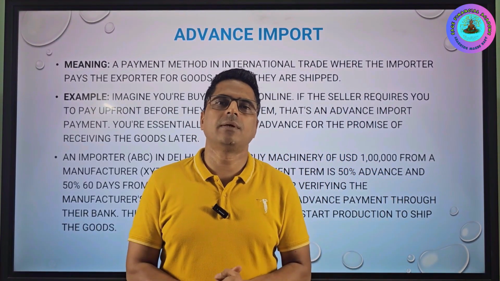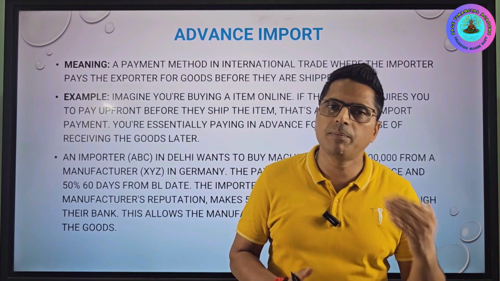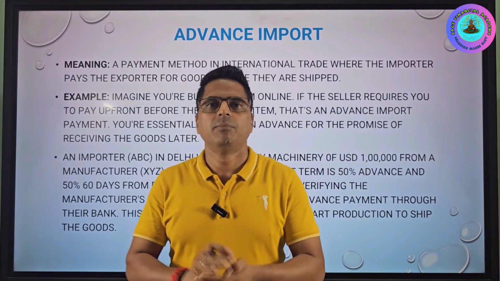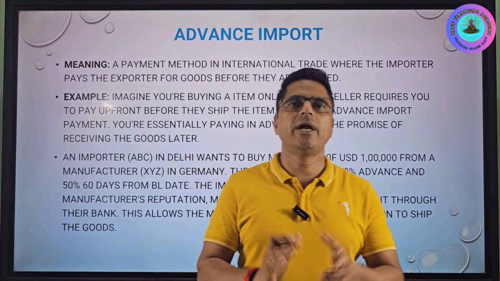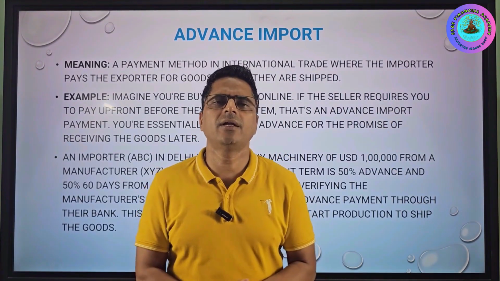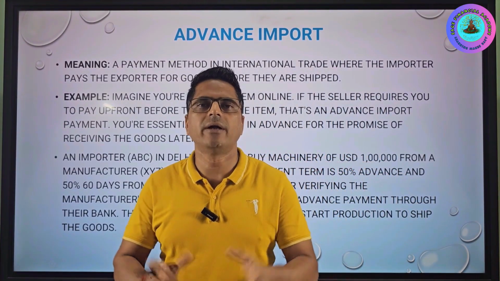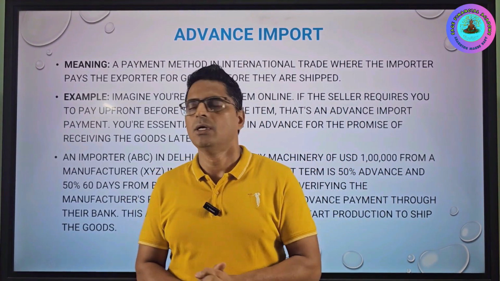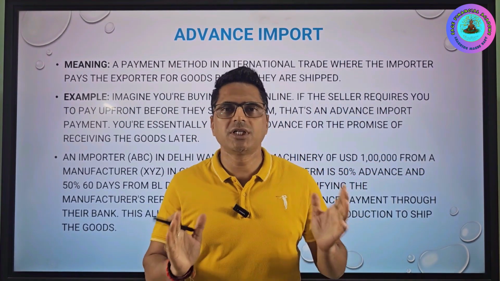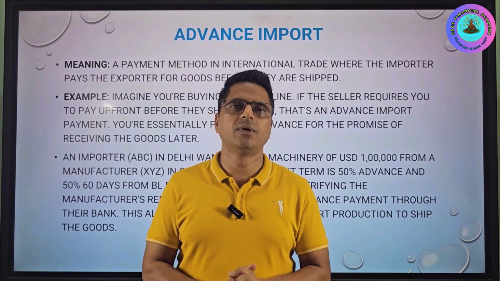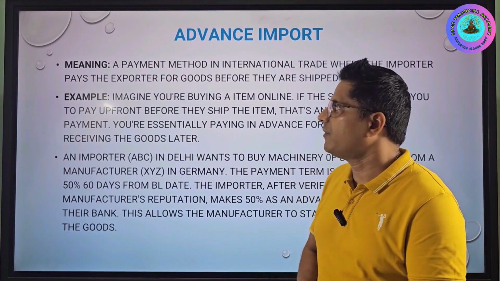RBI has developed some guidelines to make sure that any entity making payment to a foreign country is safeguarded, and that responsibility has been given to AD Category 1 banks. An AD Category 1 bank is a branch of any bank that is authorized to handle foreign exchange transactions. So any rules and regulations RBI has made must be followed by AD Category 1 banks in India. Let's take some examples for advance payment as well.